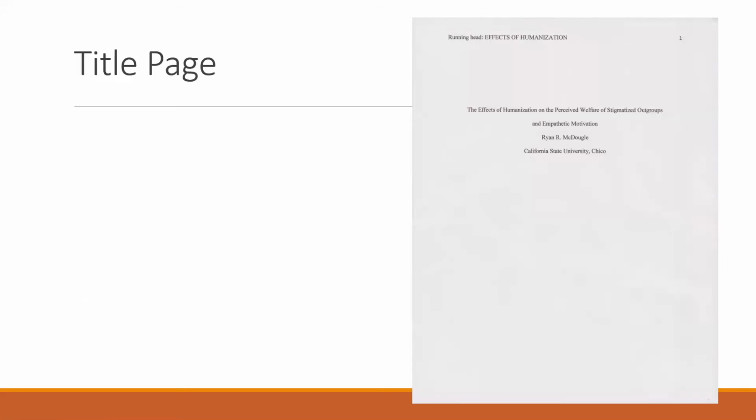Okay, so your papers, when you write them, starting with homework 3, should have a title page. On this title page, you'll have a running header, and note you do not write "running head." Cross that part off. Your running header could be "Effects of blah," right? Whatever that running header is that is going to be on every page of your paper, going on each page that summarizes what this paper is about. The effects of humanization on the perceived welfare of stigmatized outgroups and empathetic motivation.